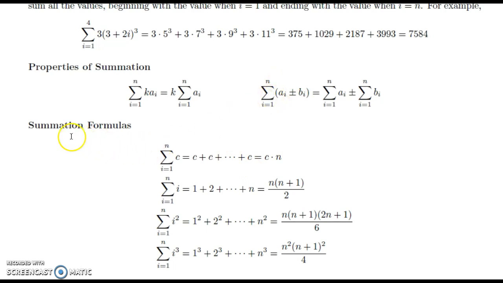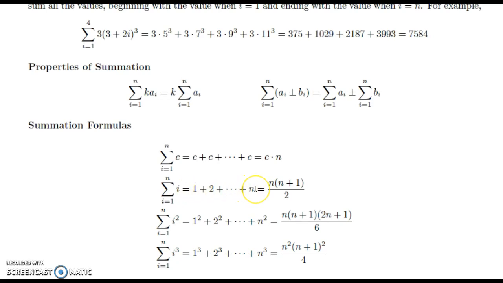Another advantage is we do have summation formulas. For example, if you're summing up a constant n times, i from 1 to n, when i equals 1, the term a i is c. When i equals 2, the term is still c. So you add up c n times, then it just equals c times n. Now if you add up the numbers i from 1 to n, earlier the example was i from 1 to 20 of i, it's 1 plus 2 all the way to n when you plug in the i.